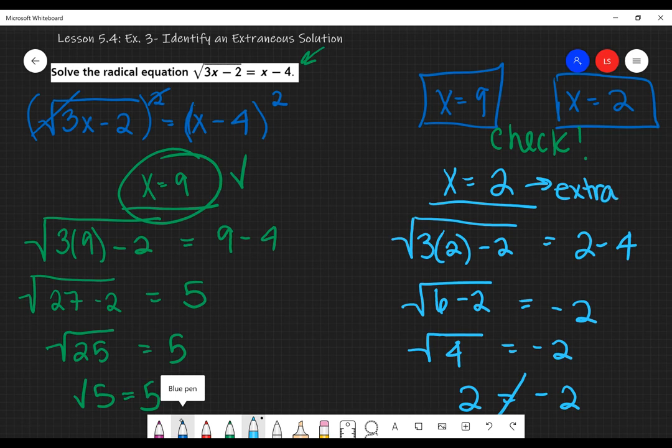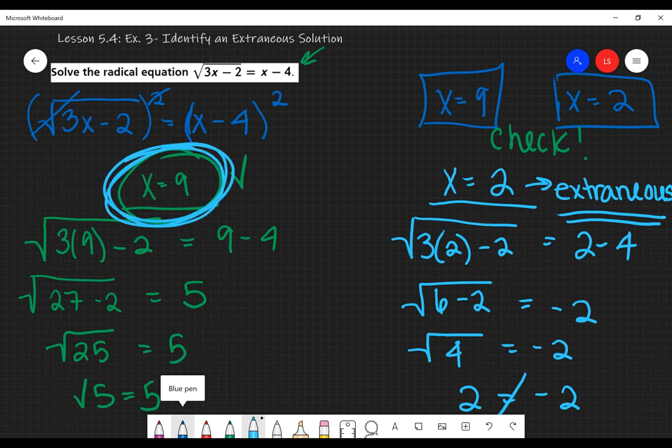Extraneous just means extra. It is not a valid solution. So our only answer to this equation would be x equals 9.